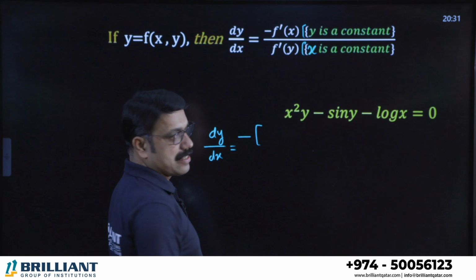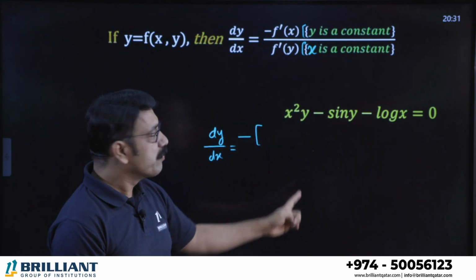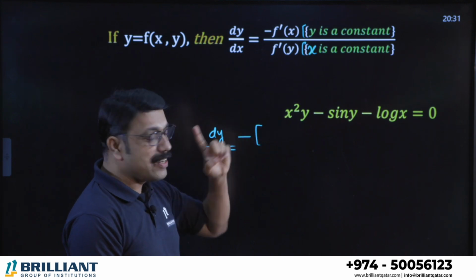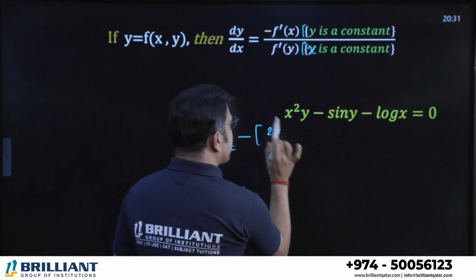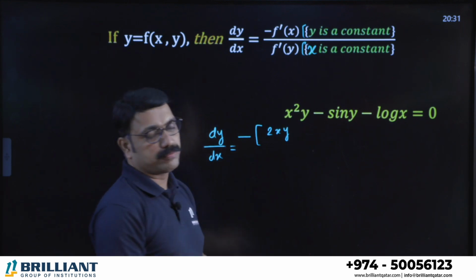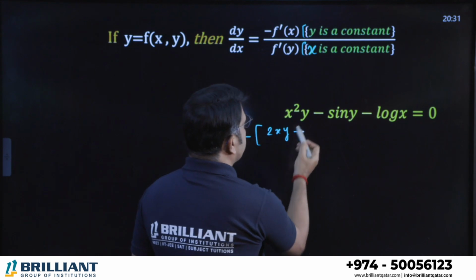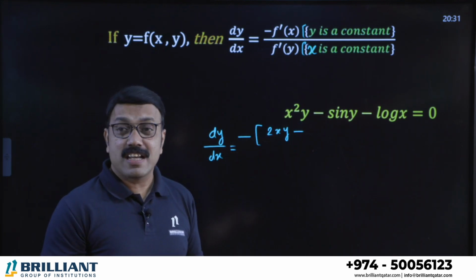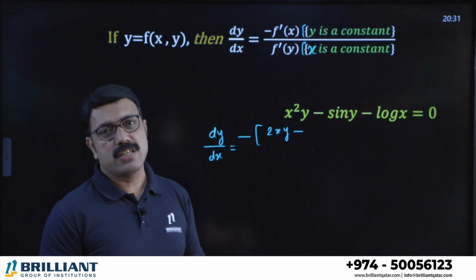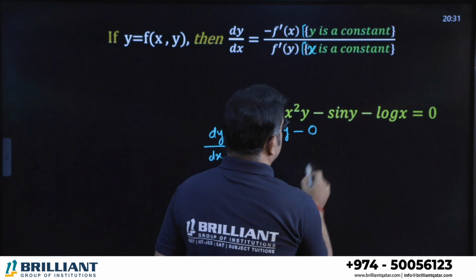F dash x: please see, y will be a constant term. Listen, all of you. X square, the derivative of x square, you know, that is 2x. 2x, y is a constant, keep y there itself. Minus sin y. Sin y means there y is a constant term. The derivative of a constant means 0. Sin y is considered as a constant, so it goes to 0.